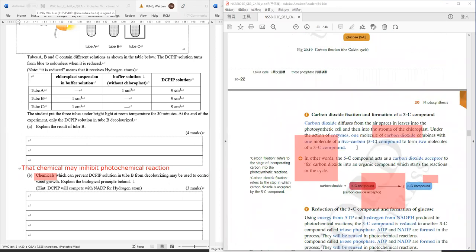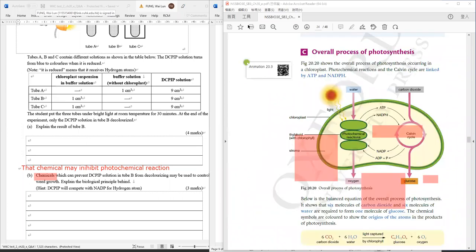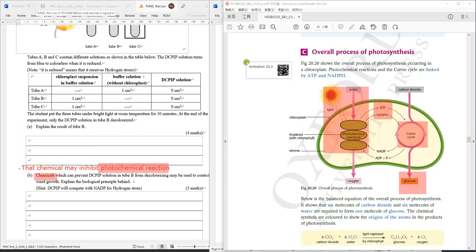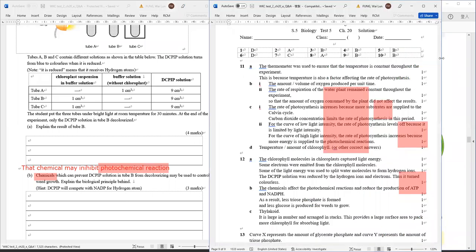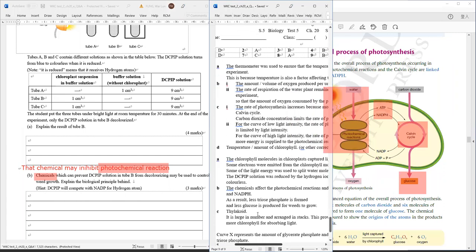Okay, just like page 24. When you have some chemical that blocks the photochemical reaction, you cannot provide ATP and NADPH, so the Calvin cycle also stops. So you cannot produce glucose. Without glucose, the plant cannot grow very well. So this is the diagram that I want to show you. You can write according to the model answer.